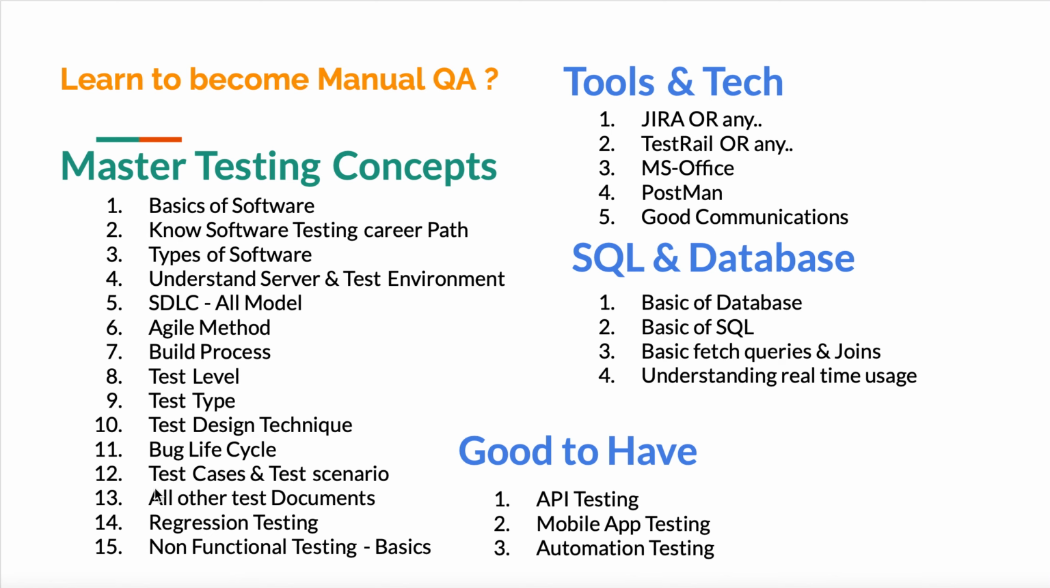Then test case and test scenario. Then you should know all other test documents, like how to prepare release notes and test summary reports, and other things. You should know regression testing and non-functional testing, right? So that's pretty much what you need to learn to become a complete manual QA.